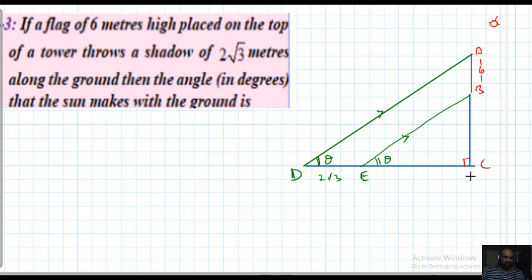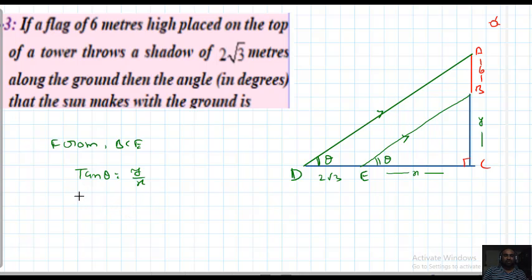Now you want to find theta. This is the information. Once again listen, a flag of 6 meters high, I can say the flag stick, whatever it may be, on the top of the tower throws a shadow of 2√3 meters along the ground. Then the angle that the sun makes with the ground is what we should find. Interesting, these two are parallel. So do one thing, let this be X and this be Y. Now I want to take first the smaller triangle. You need to write steps. From BCE, actually you need to write steps. What is AB, what is DC, everything should be written. Tan theta equals Y by X.